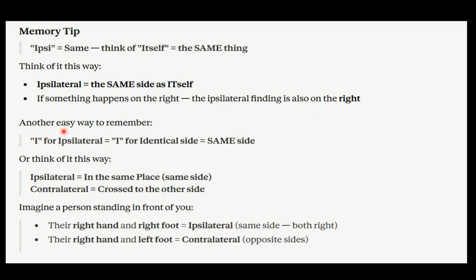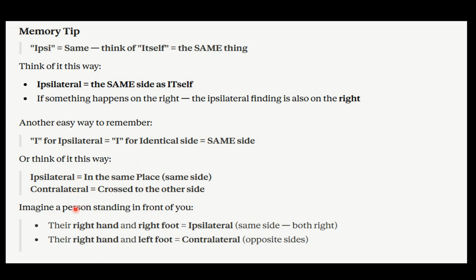Okay, another trick is, in ipsilateral we have I, so I stands for identical side. This is one of the easiest ways to remember it, because when you look at the word ipsilateral, it starts with the letter I, and we all know that I stands for identical side. So whenever you want to understand this, you can say that yes, I stands for identical, that means same side, that means it's ipsilateral. Okay, so ipsilateral is the same place, same side.